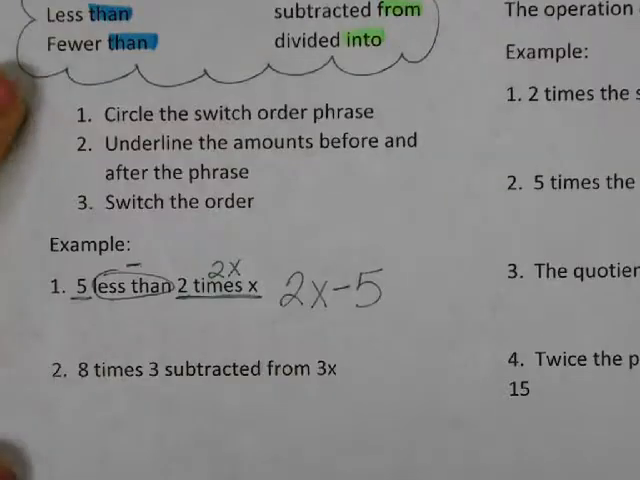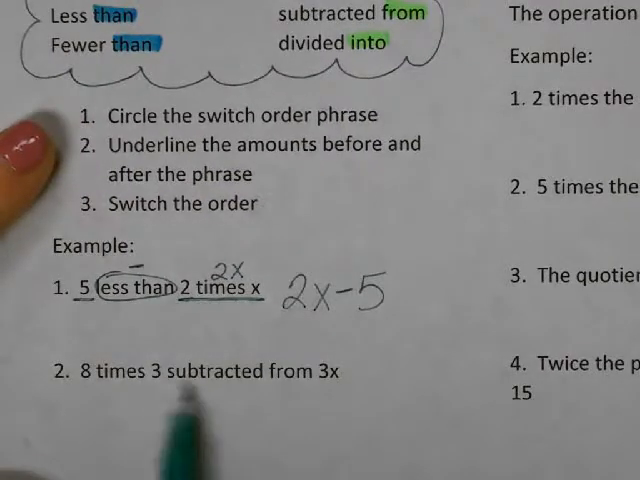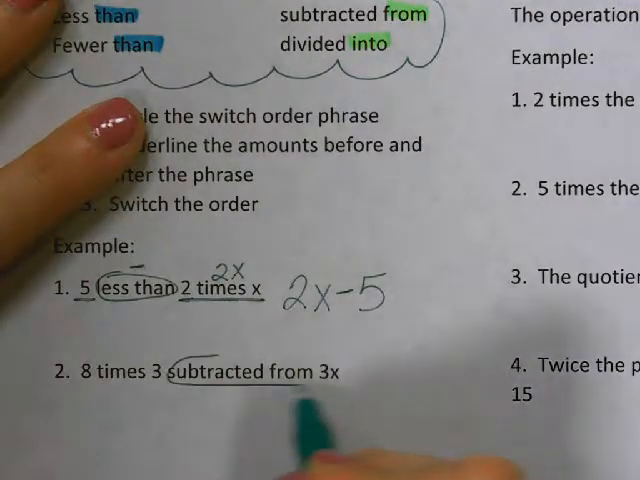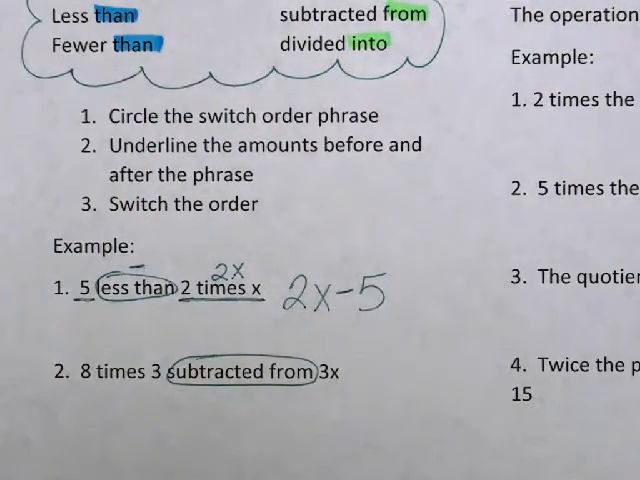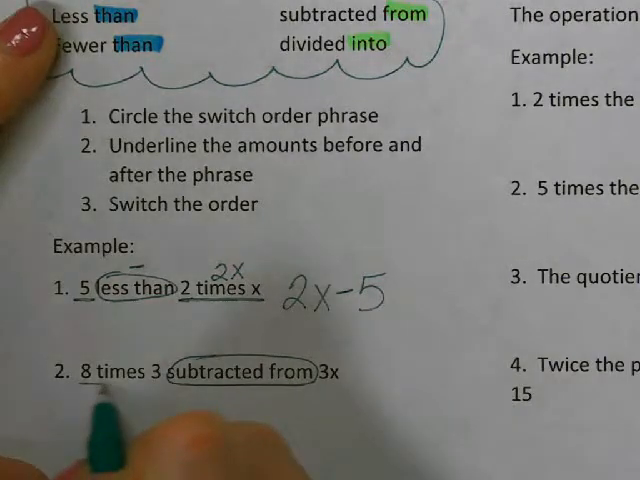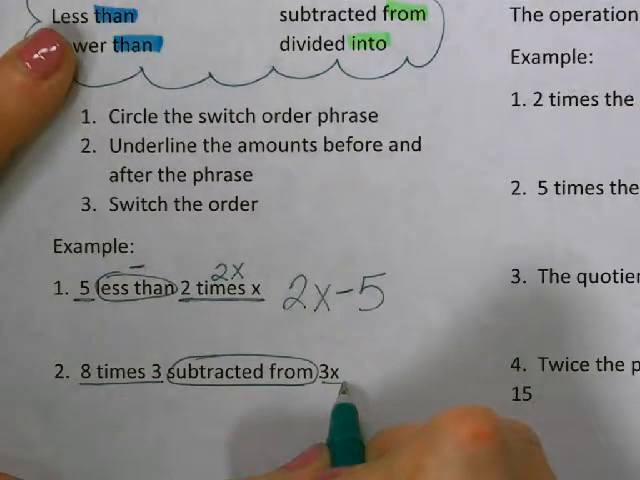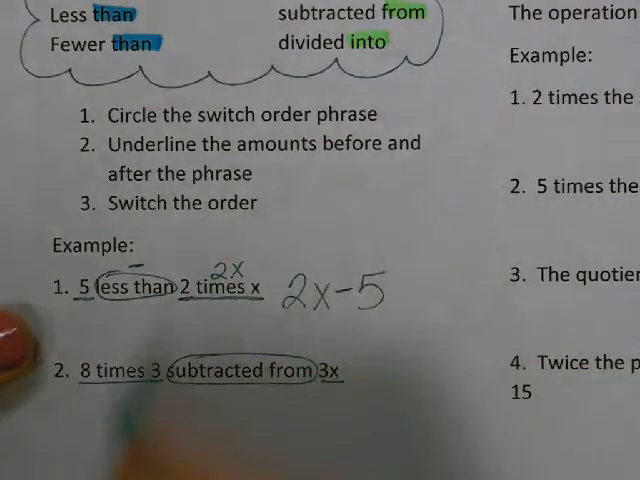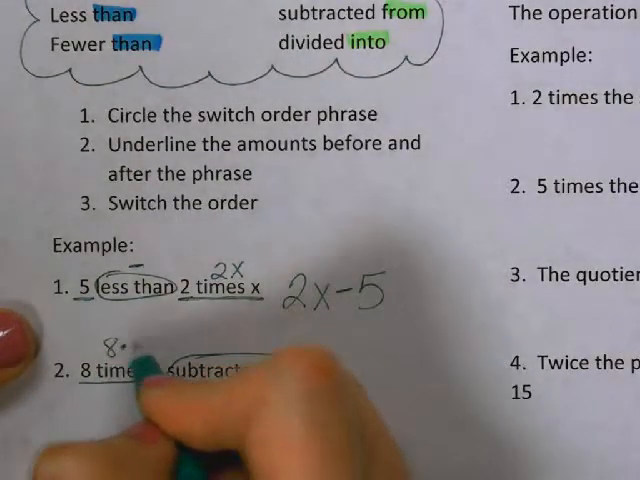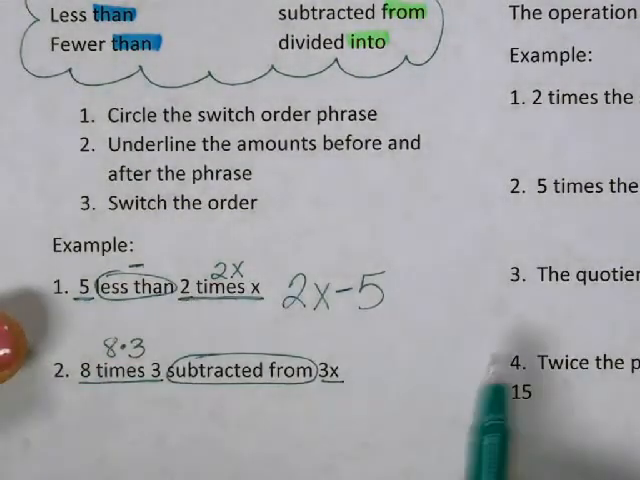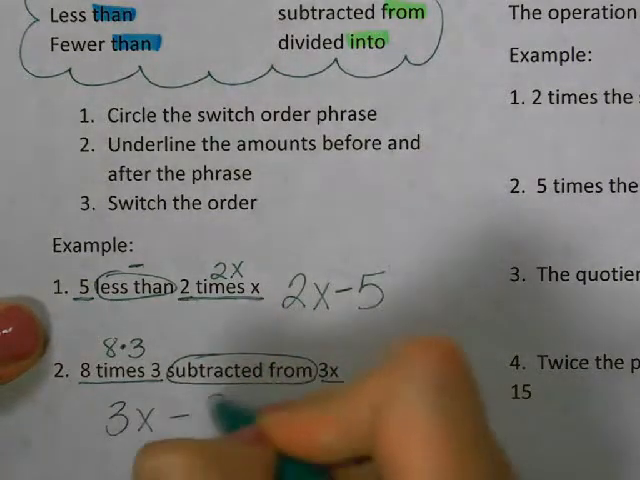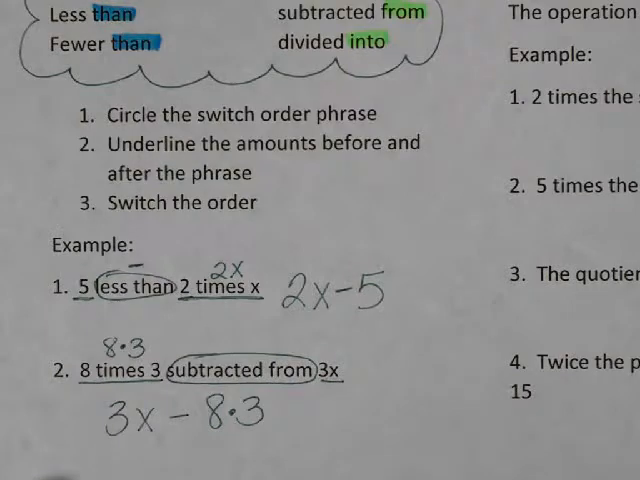All right, let's look at example 2. It says 8 times 3 subtracted from 3x. So subtracted from is my switch order phrase. And what's before it and what's after it? 8 times 3 is before it, and 3x is after it. So this is 8 times 3, that's 8 · 3, and then 3x. So we're going to switch the order. It's going to be 3x minus 8 times 3. Okay, so that's the switch order.